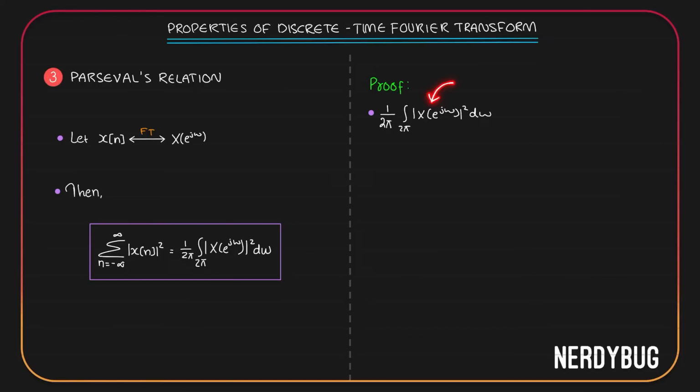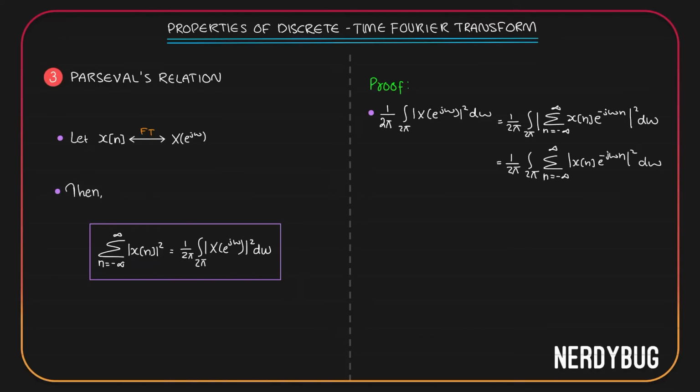Let us substitute it with that. Then this becomes 1 by 2 pi integral over an interval of 2 pi magnitude of summation from n equals minus infinity to infinity x of n e to the power minus j omega n squared d omega. Now this can be written as 1 by 2 pi integral over an interval of 2 pi summation from n equals minus infinity to infinity magnitude of x of n e raised to minus j omega n squared d omega.